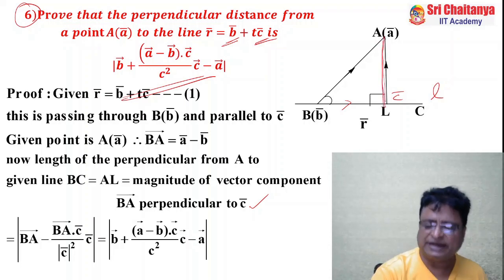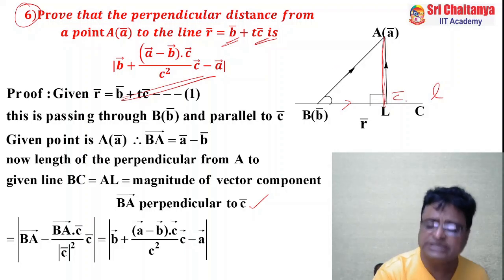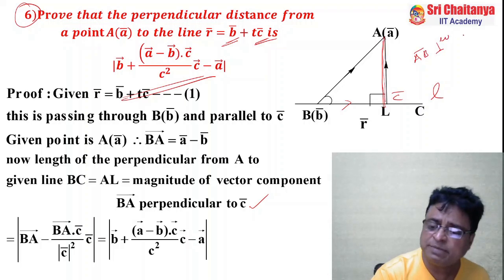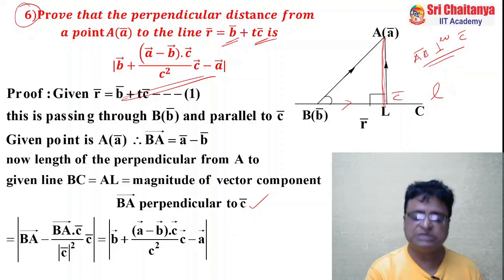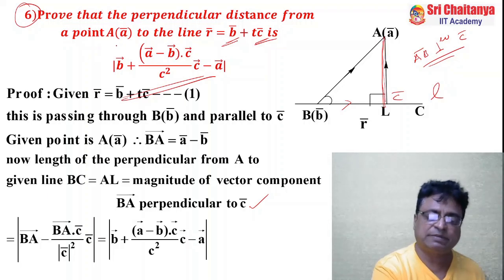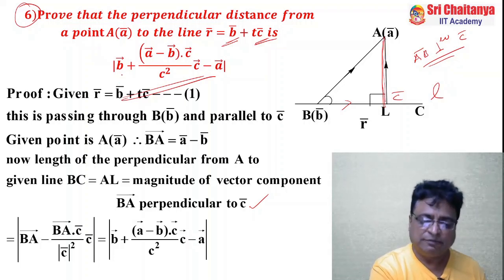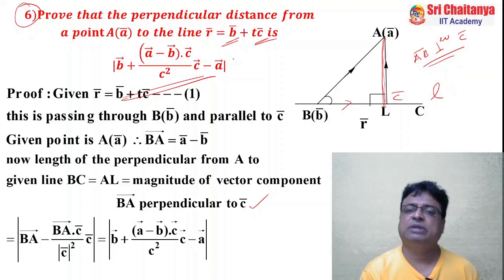So I need to find this vector. What is this vector? This indicates projection. That means the component vector of AB bar on C bar. So the component vector of AB bar perpendicular to C bar I need to find. So this is the formula. Apply that, you will get the answer very directly. So please practice this formula. Whenever a point is given and a line is given, then how to find the perpendicular distance from the point to the line? This is the formula: modulus of (B bar plus... A bar minus B bar dot C bar by C bar square into C bar) minus A bar. Enough. You will get the answer.